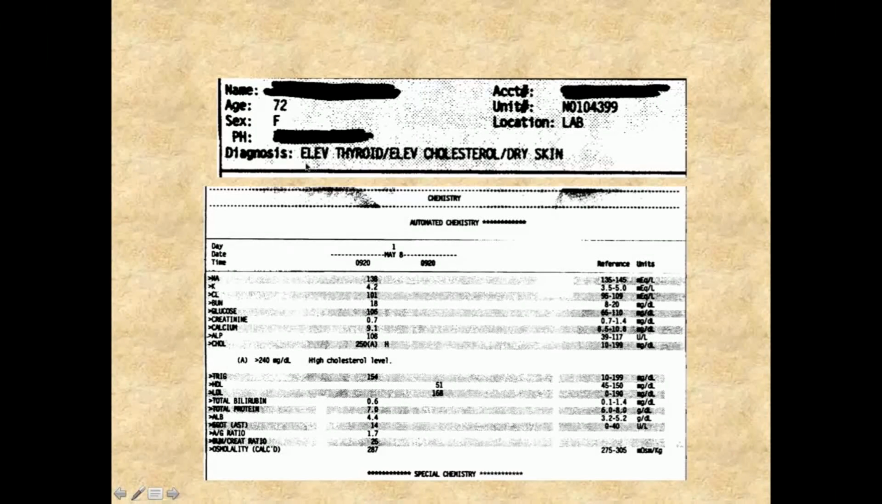For each of these tests, and it's hard to see, we'll enlarge it on this next slide to show all of these numbers, but the important thing is that all of these are within the reference range. They're all normal values, except for the cholesterol, and it's flagged as being high. The little H next to it means that it's out of the reference range and it's high. And a little A footnote here means that it's a very high level. 240 is considered a high cholesterol level, so at 250, it's a very high cholesterol level.